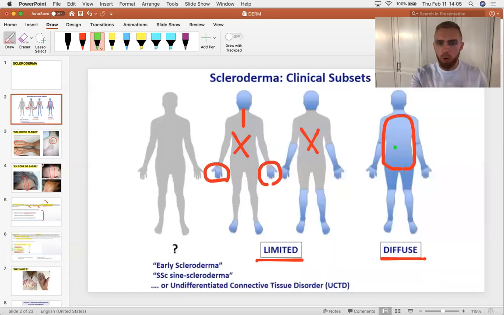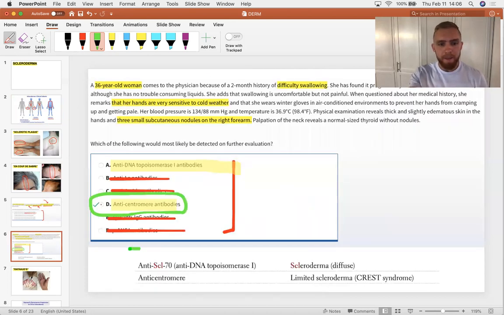So again, one more time, going back to this good graphic, limited means peripheries, yeah, they're involved. So that's why she's got nodules on her hands. That's why she's got Raynaud. And esophagus can be involved in limited, but diffuse means you're taking a big jump into pulmonary involvement, renal involvement, etc., on down the line. So understand limited versus diffuse, because there is a different characteristic blood antibody for each one of those.